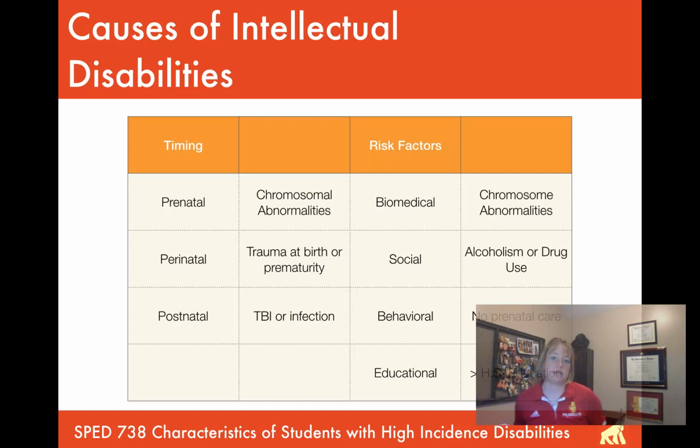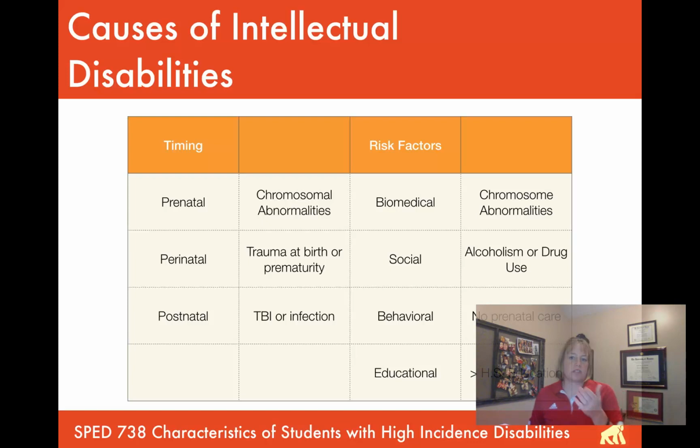In Phil's case, his diagnosis occurred perinatal. So he had trauma at birth. The umbilical cord got trapped against his head and cut off oxygen. And so my mom had an emergency C-section, but his brain did not have oxygen for a length of time that contributed to his intellectual disability. And then postnatally, we can get a traumatic brain injury that contributes to an intellectual disability, or sometimes we can have an infection that damages the structure of the brain and causes that.